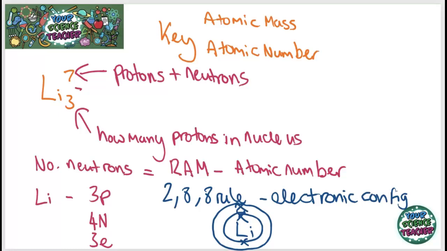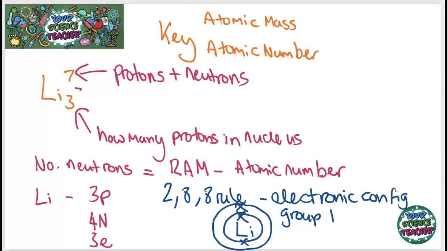Now you can always check these as well because of the fact lithium is in group 1, and that means that it'll have 1 electron in its outer shell. And lithium is in period 2, and that means it will have 2 electron orbitals.